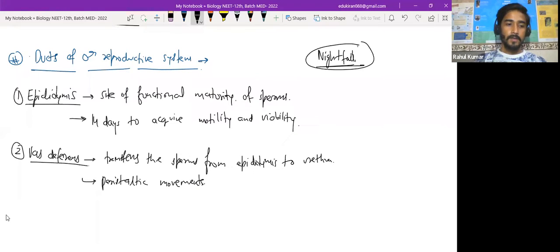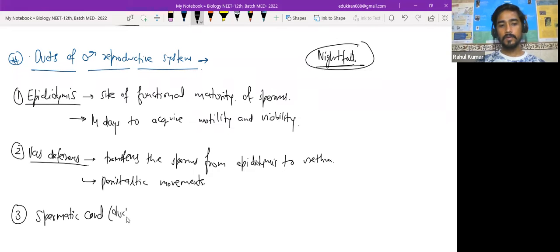Okay. Now the third is another important cord. It's called spermatic cord or spermatic duct. It's not very well explained in NCERT, but it's very important. Spermatic cord, or they call it spermatic duct. Now, how is it different? From the name, it looks like this is a cord or a duct that contains sperms, right?